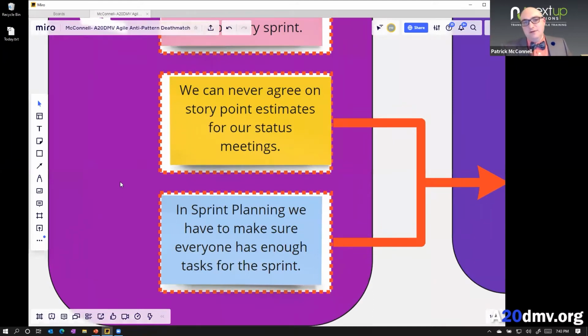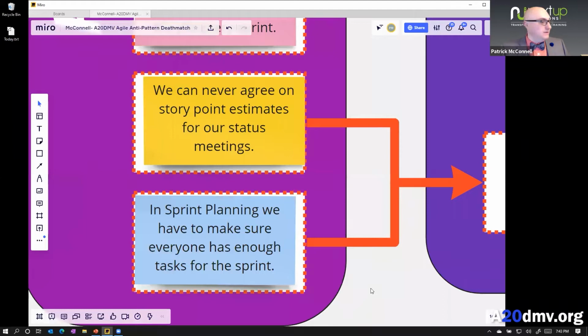We can never agree on story point estimates for our status meetings, or in sprint planning, we have to make sure everyone has enough tasks for the sprint. Which one is worse? Raise your hand for the top, we can't agree on point estimates for status meetings, or leave it lowered for in sprint planning, we have to make sure everyone has enough tasks for the sprint.